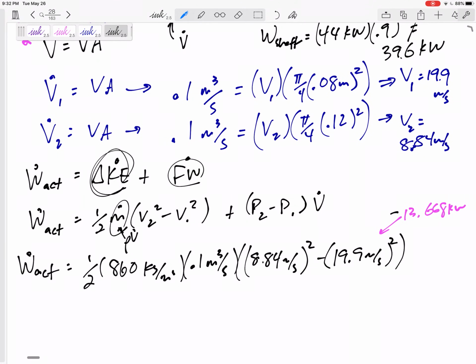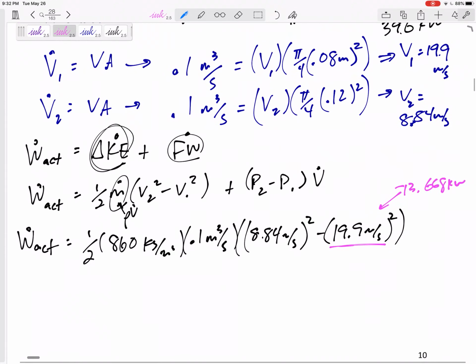And that is negative. That's a big thing. If we are slowing a fluid down, which is what it's doing, the fluid is going out slower than it is going in, it has a negative change in kinetic energy, right? This was larger than that. My calculator gave me negative 13,668, so negative 13.668 kilowatts.